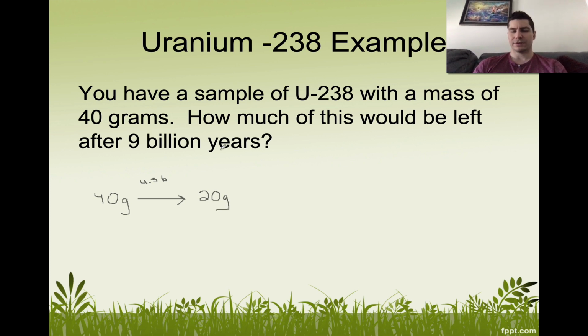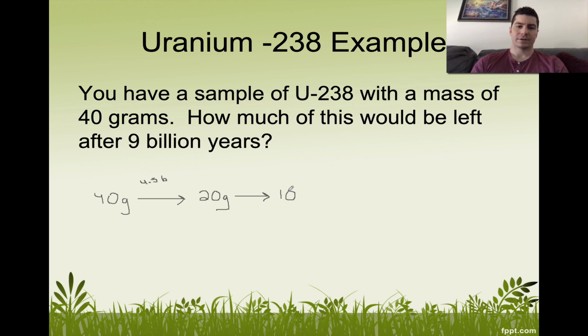How much of this would be left over after 9 billion years? So we already did 4.5 billion. We have to do that one more time. Another 4.5 billion years goes by. So after two half-lives, or 9 billion years, we're going to have 10 grams left of our uranium-238. Okay, so that's pretty much it with half-lives, guys. That's all you really need to know.